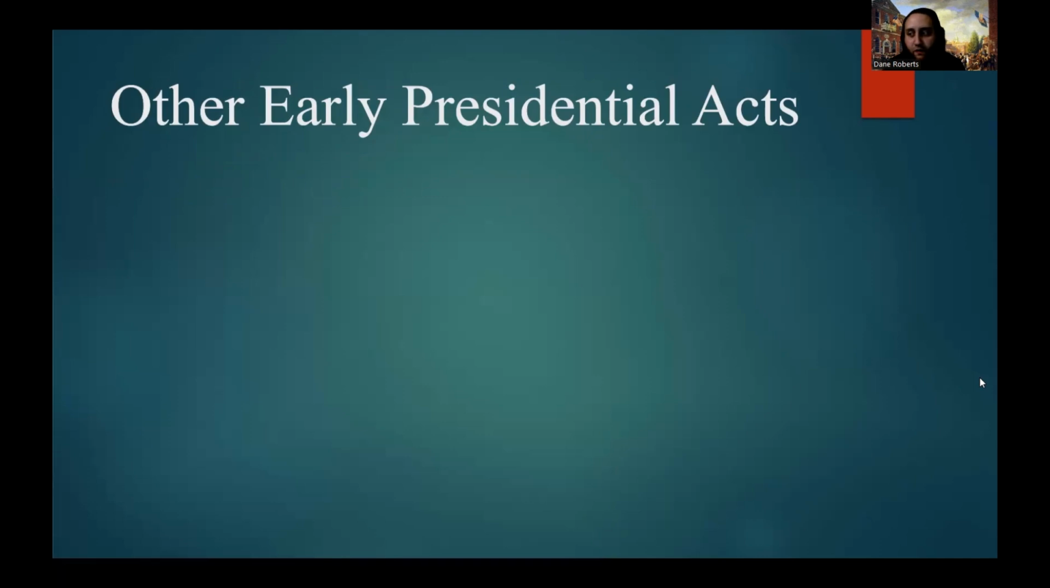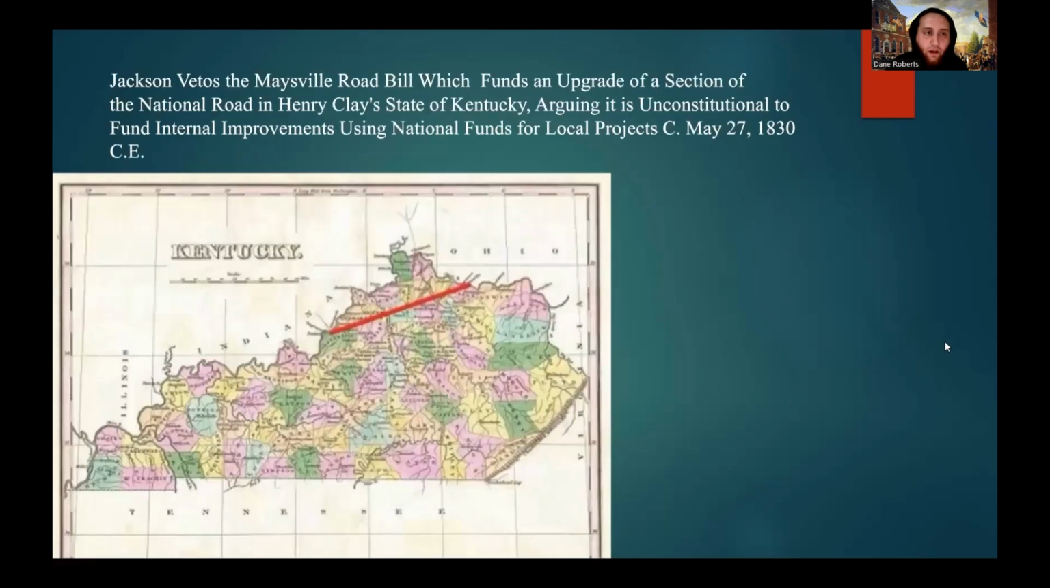Then we need to take a look at some of Jackson's other early presidential acts. For one thing, Jackson would veto the Maysville Road Bill, which funded an upgrade of a section of the national road in Henry Clay's home state of Kentucky, arguing that it was unconstitutional to fund internal improvements using national funds for, quote, local projects, with this bill being vetoed on May 27th, 1830 CE.